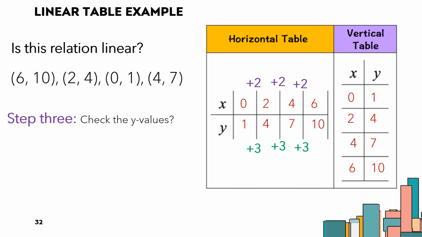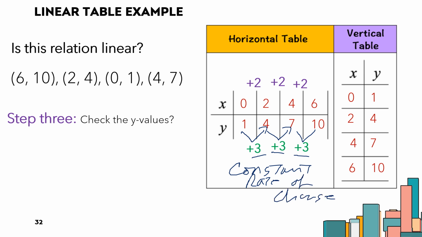Did you say add? Well, if you did, you're right, because 1 plus 3 is 4. 4 plus 3 is 7. 7 plus 3 is 10. Since you have plus 3 each time, once again, that is a constant rate of change. Up here we have a constant rate of change.